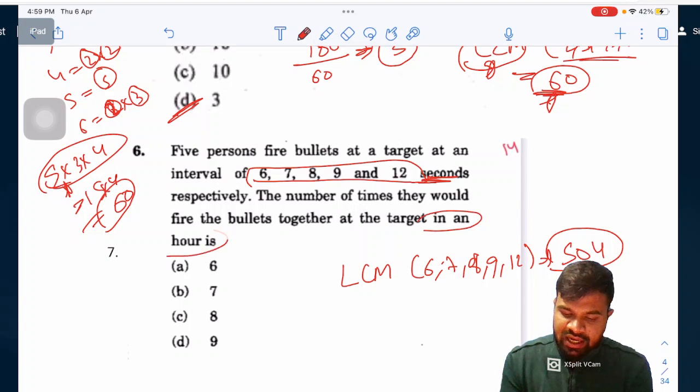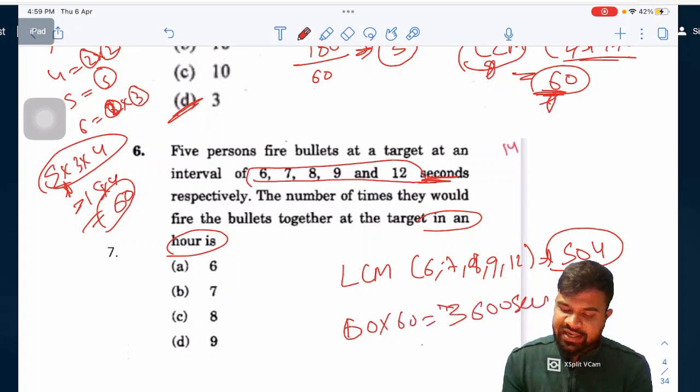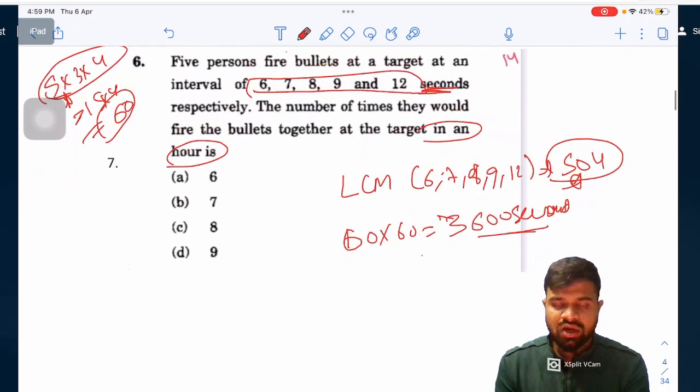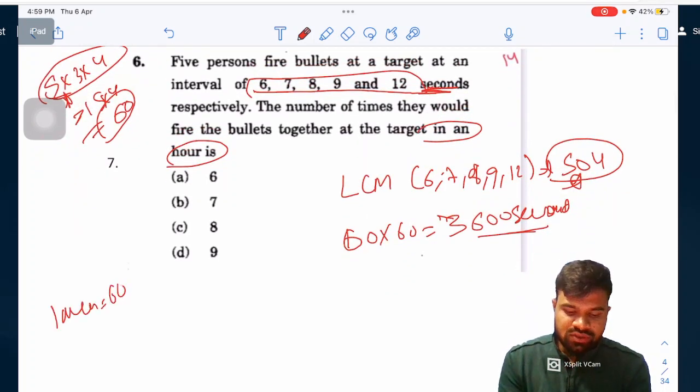Now, in an hour, they are asking, how many seconds are there? 60 into 60, that means 3600 seconds are there in an hour. That is a very simple logic that you all know. 1 minute is equal to 60 seconds. 1 hour is equal to 60 minutes.